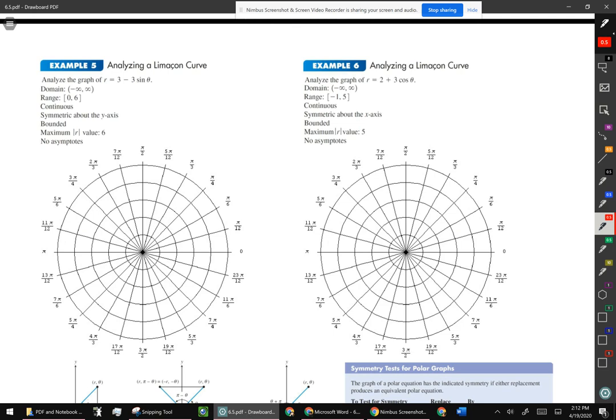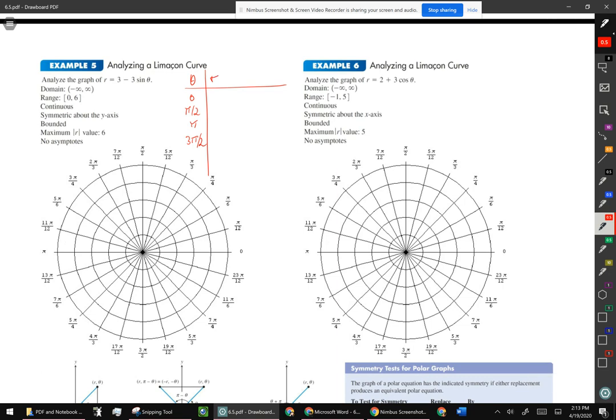To draw a cardioid, we're just going to take a few simple points. So the first thing we're going to do is just a quick little table, and we're going to figure out a few theta points: 0, pi over 2, pi, and 3 pi over 2. That's more than enough. We need to calculate r.